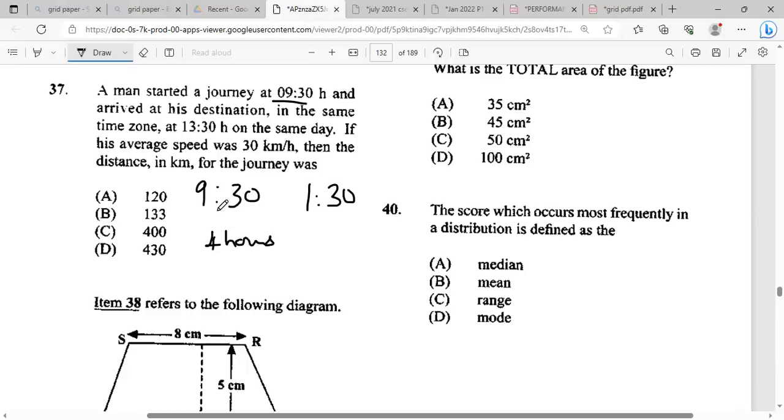From 9:30 to 10, that's half an hour. For 10 to 12, that's 2 hours. So that's 2.5. And when I reach 12, you have to go 1.5. So definitely 4 hours. All right.